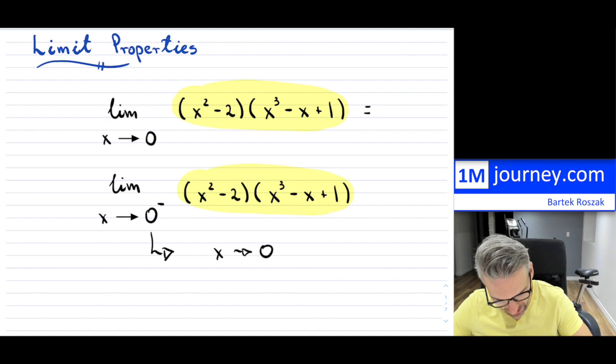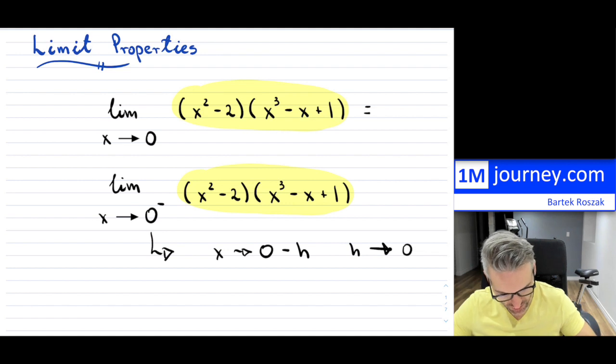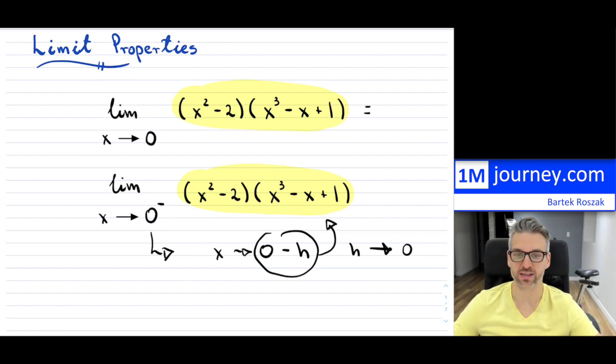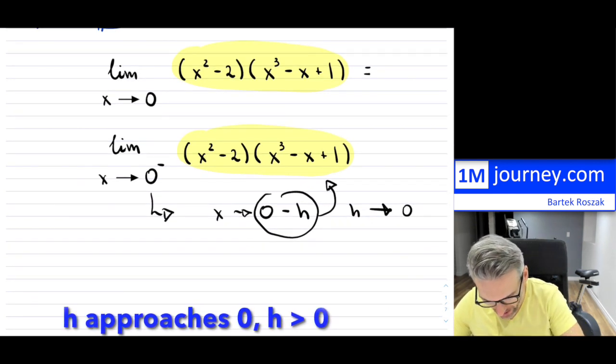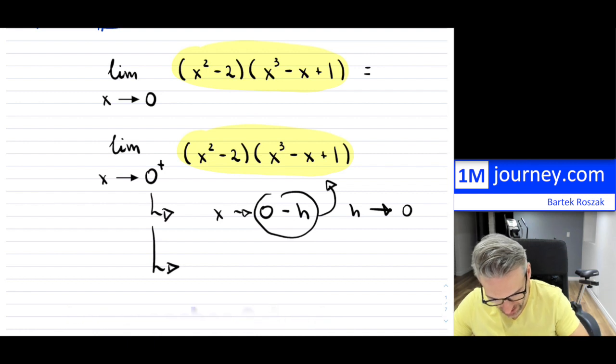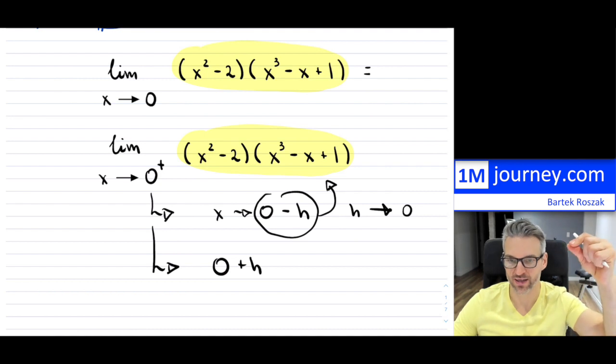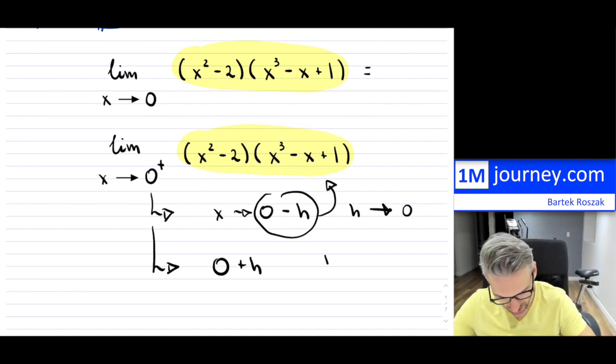And in order to do that, because I'm approaching it from the left hand side, I would substitute x with 0 minus h, as h is approaching 0. So it's getting smaller and smaller and smaller. And then we can substitute this into wherever we see x, and then we can see what happens. That would give us the limit from the left hand side. If we wanted it from the right hand side, I would have put a plus there, and we would have substituted 0 plus h, because we're approaching from the right hand side, and we're getting closer and closer to 0. Again, h is approaching 0.